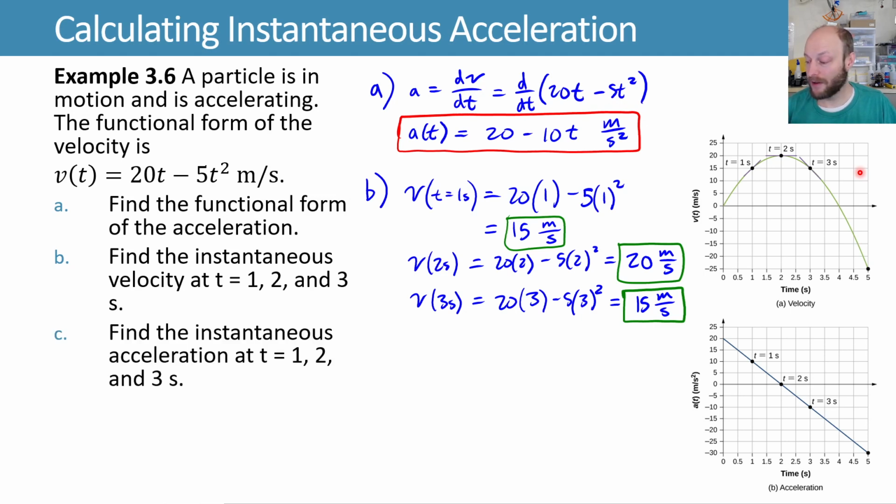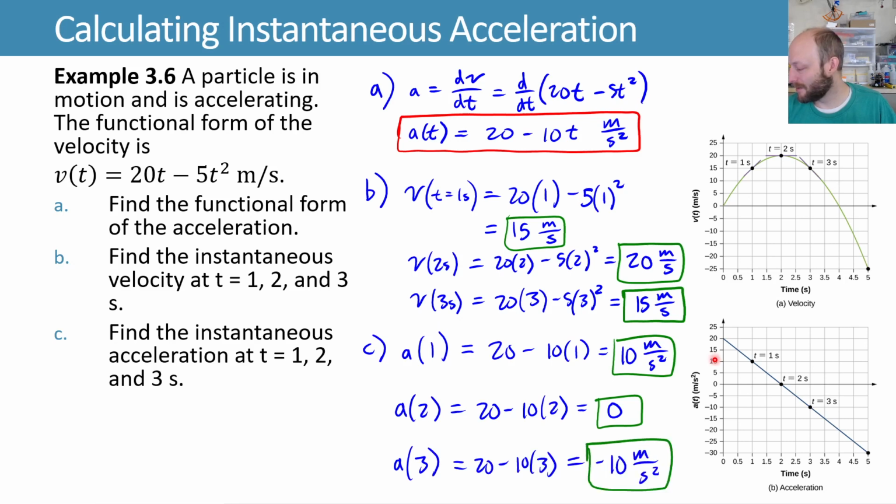What about now if we want to find the instantaneous acceleration at those times? Well, we can evaluate this function here that we found for time equals 1, 2, and 3, or read it off this plot that we've made of it already. So evaluating it, you get 10, 0, and negative 10, as you'd expect.